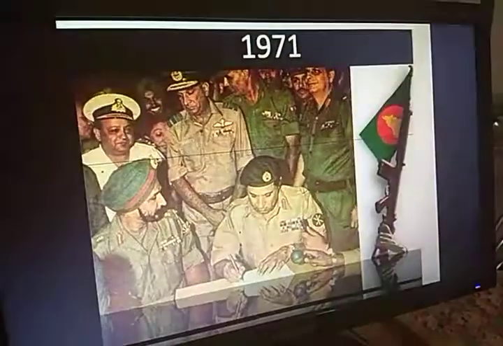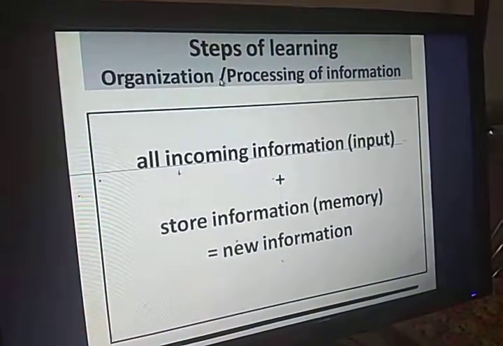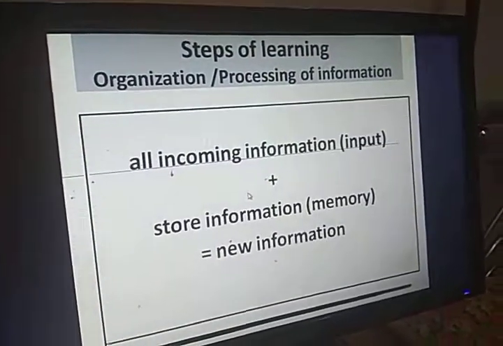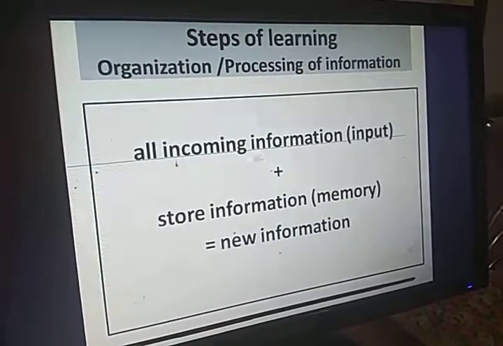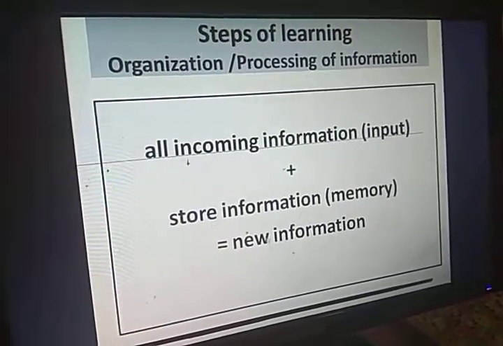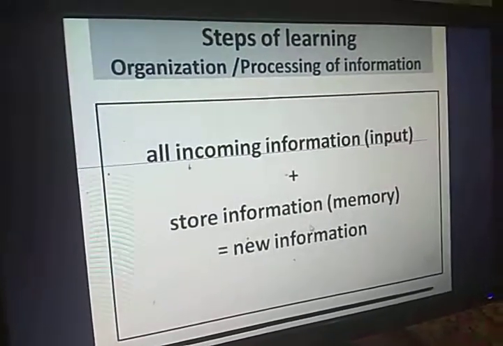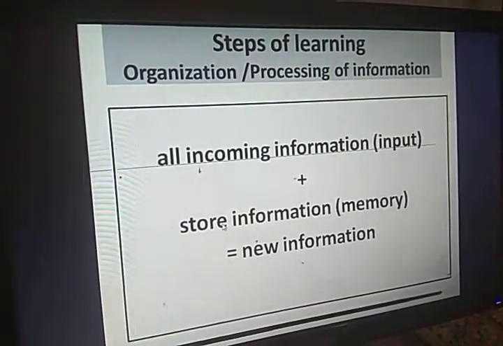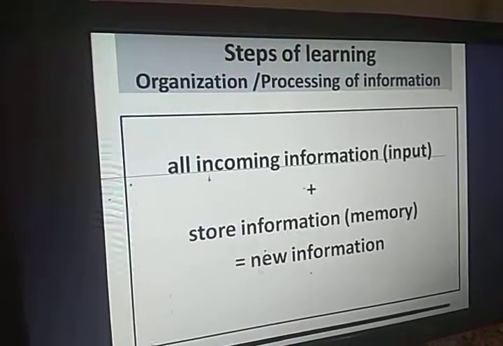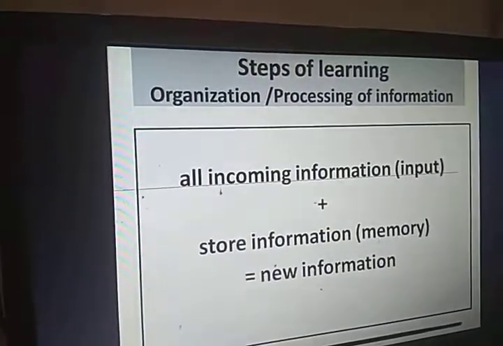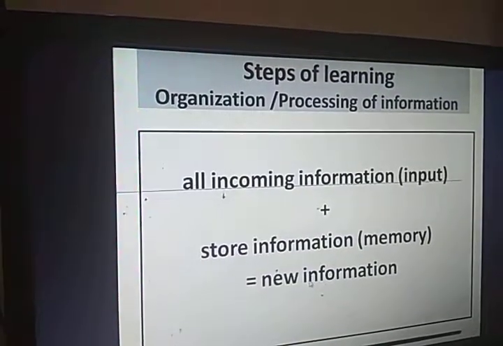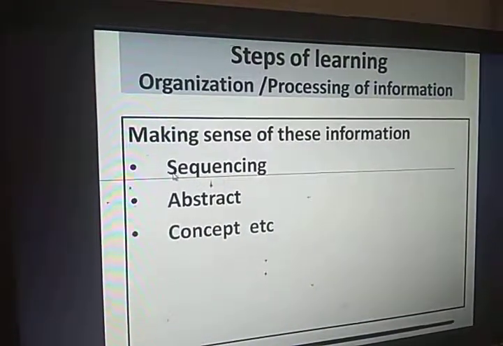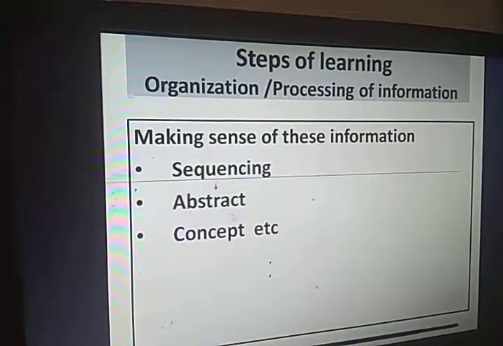The next steps are the organization and processing of information. How do we process information within our brain? We need all incoming information, meaning new information, and we also need stored information, memory or old information. By using new information and old information, a new piece of information is formed within our brain, and this is the process of information. During processing, we are actually sequencing our information, abstract and concept.